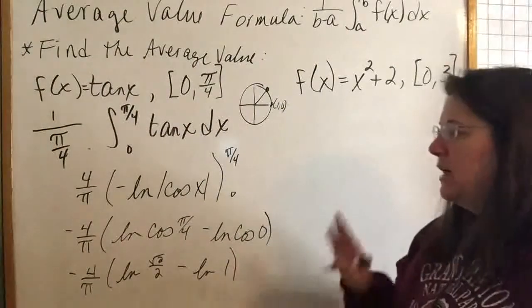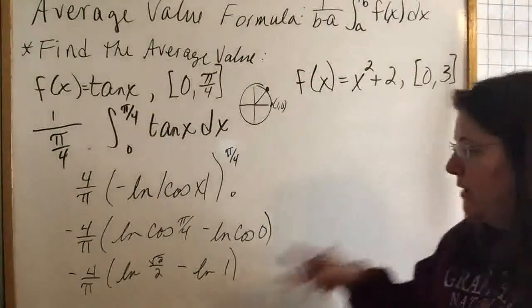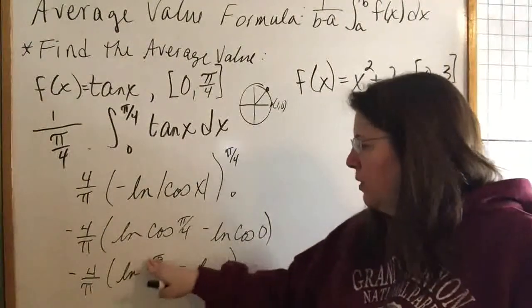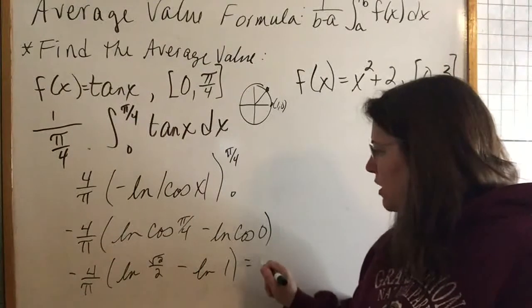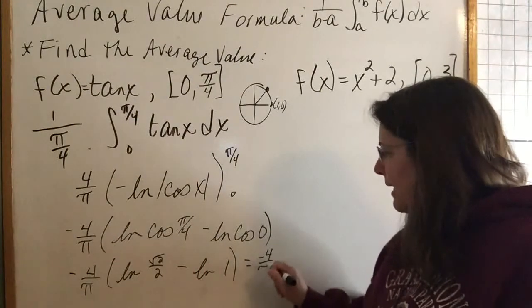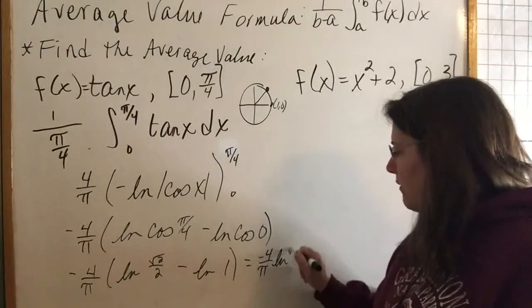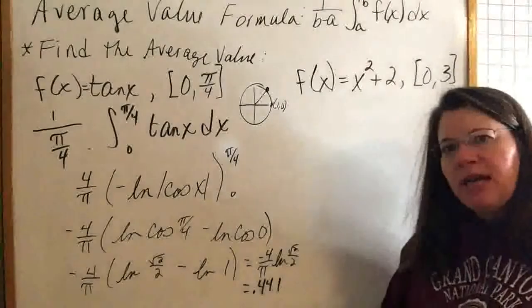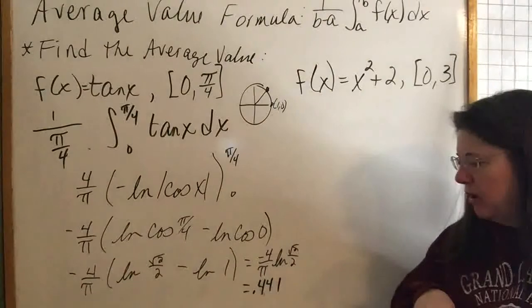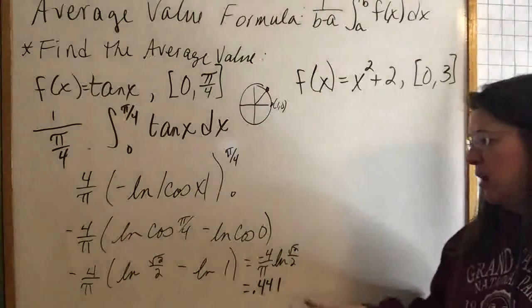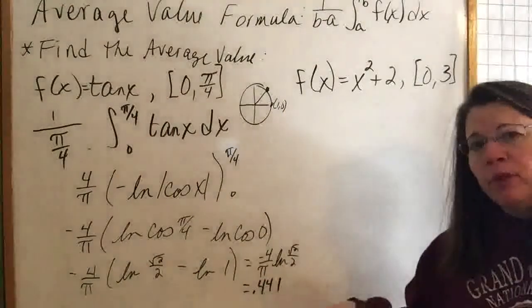So natural log of 1 is 0. And so if that's natural log of square root of 2 over 2 minus natural log of 1, then our answer is just going to be negative 4 over pi times natural log of square root of 2 over 2. If it's a non-calculator active problem, you could leave it negative 4 over pi times natural log of square root of 2 over 2. If it's calculator active, they're probably going to want the 0.441.